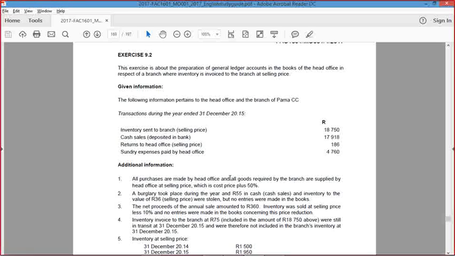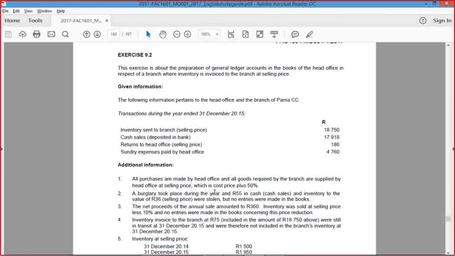If they do give you the selling price, then we need to work backwards to get the cost price, because we need to account for both. That's the big difference here, so that you're double accounting for every amount in terms of splitting it between cost and markup.